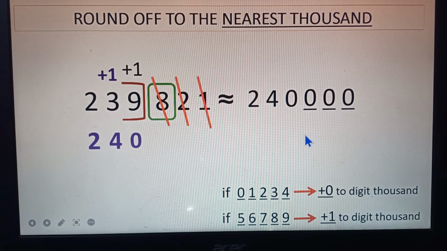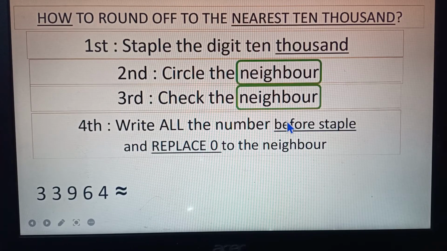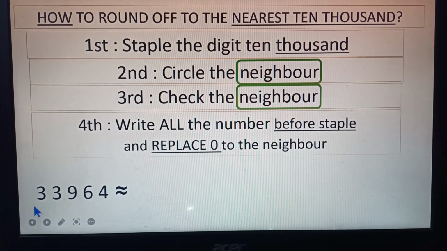That is the answer when you go to the nearest thousand. Okay, so that is about nearest thousand. Next, let's go to the nearest 10,000. How to round off to the nearest 10,000. Let's see. The step is still the same. Sama 4 step tadi kita gunakan. Let's see this question.